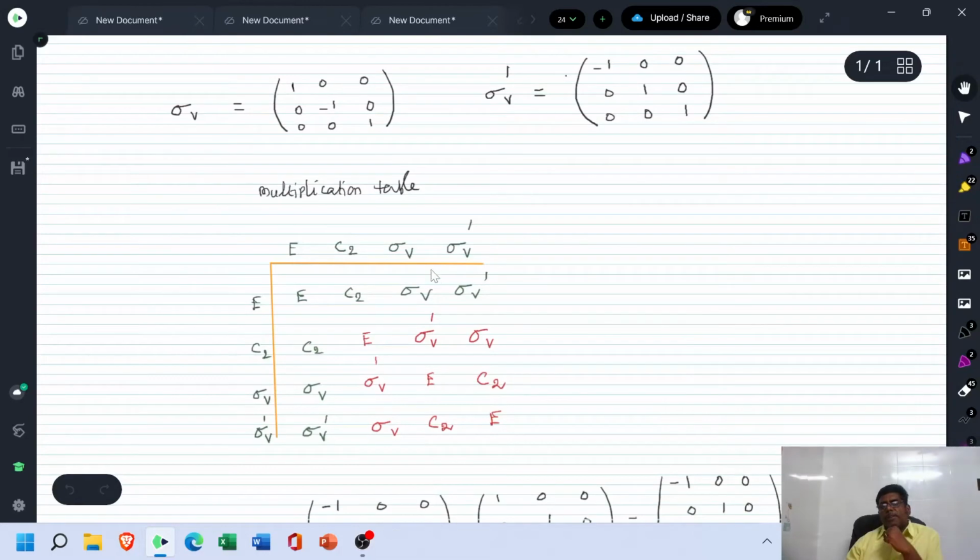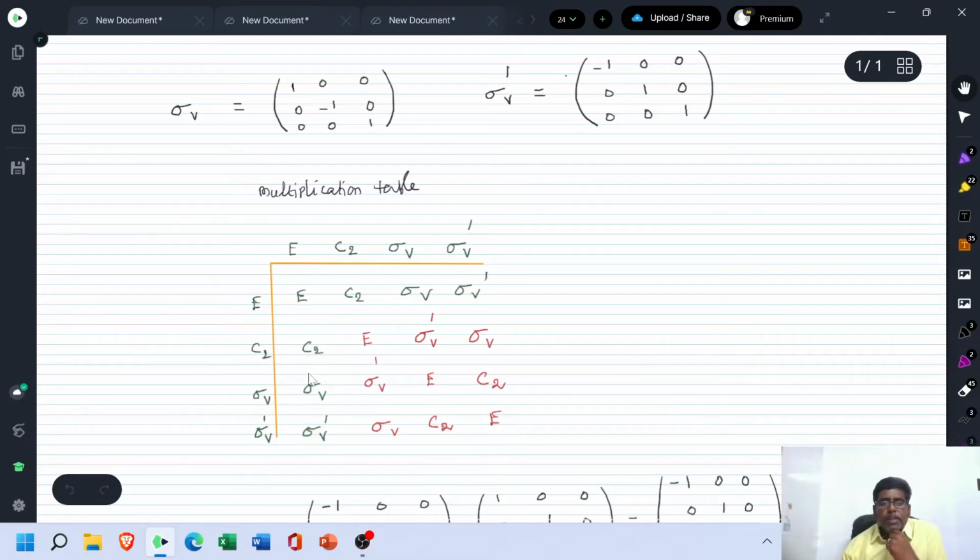This is the multiplication table of the water molecule. For the construction of the multiplication table, just write down the symmetry operations in terms of a row and a column. Then E into E is E, E into C2 is C2, E into sigma v is sigma v, E into sigma v dash is sigma v dash. C2 into E is C2, C2 into C2 is C2 square, and C2 square is our identity element E. C2 into sigma v is sigma v dash.